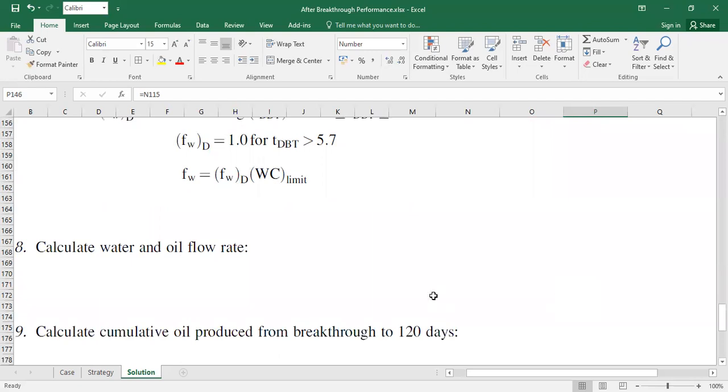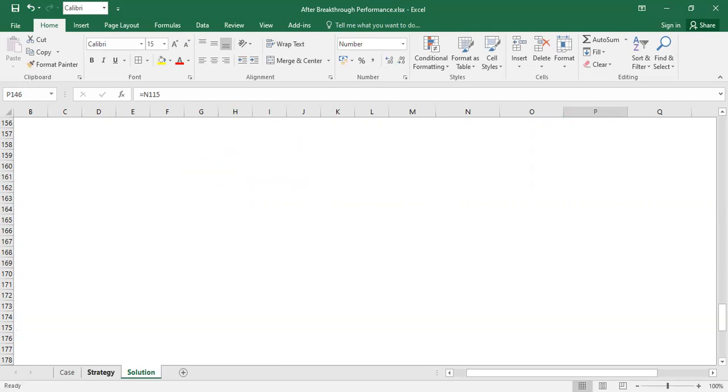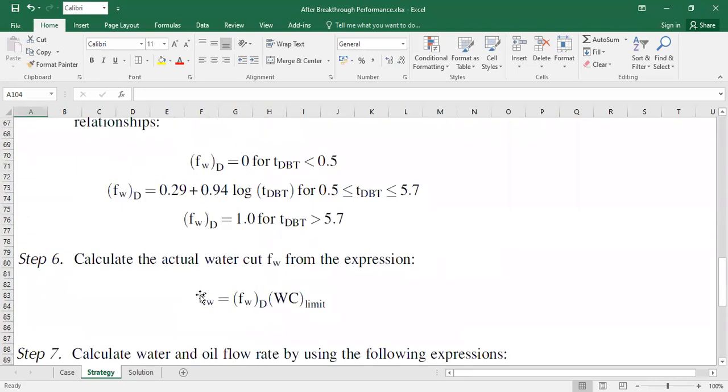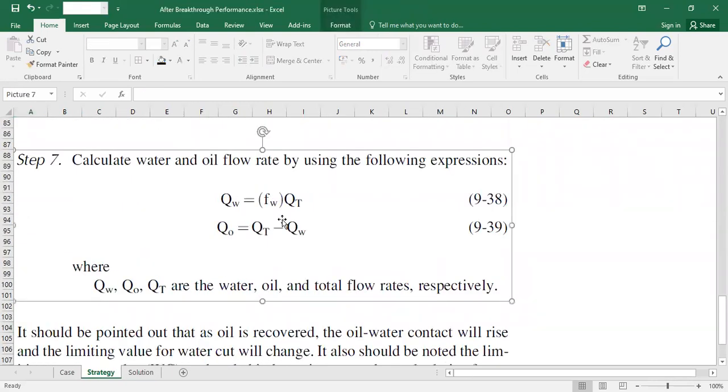And then we need to calculate the water and oil flow rate. Let's use this.